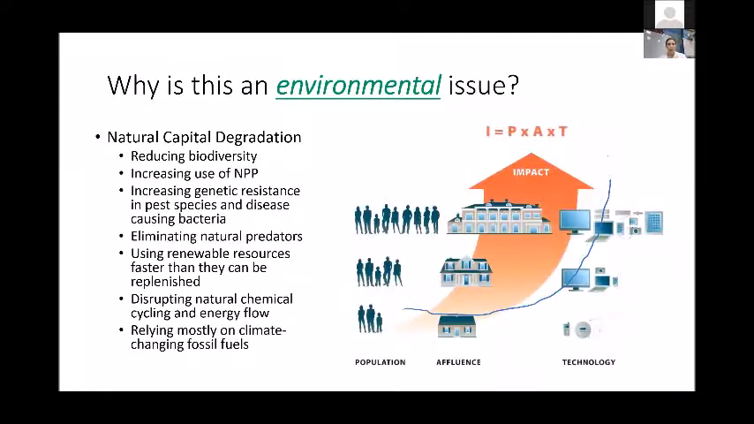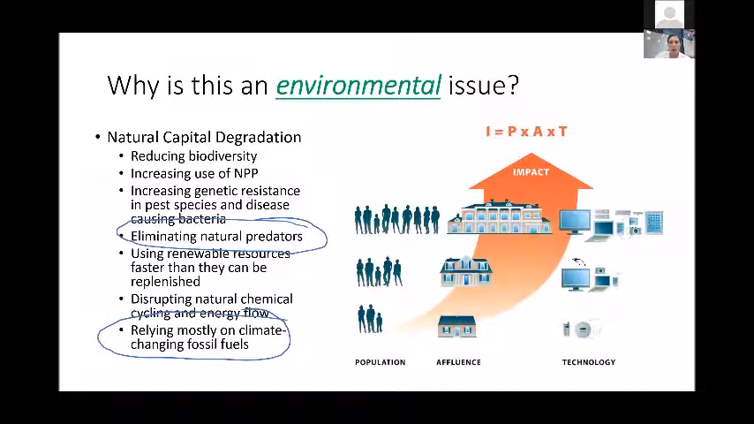We also have some other impacts that are directly related to our population as well. We increasingly use more of the net primary productivity that is worldwide produced. We are increasing the genetic resistance in pest species and disease-causing bacteria. Oftentimes, when we move into areas, we eliminate the natural predators that are there that compete with us. We're typically using more of our renewable resources that can be naturally replenished. We also disrupt those biogeochemical cycles we talked about previously. And almost most importantly, a lot of our growth is fueled by the use of fossil fuels.